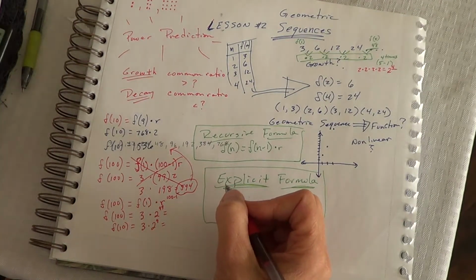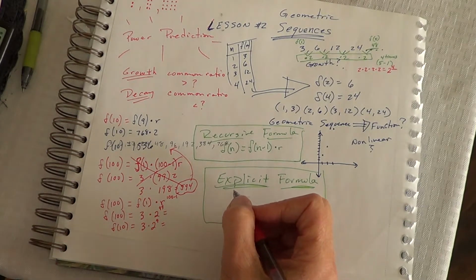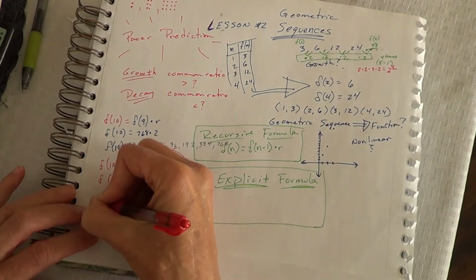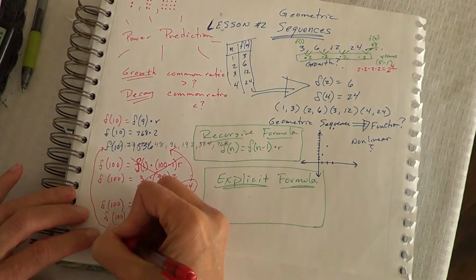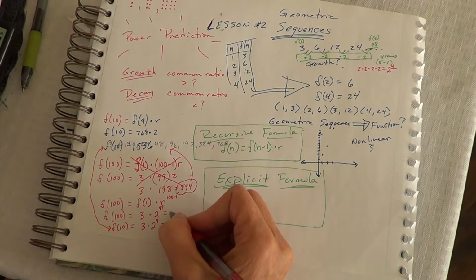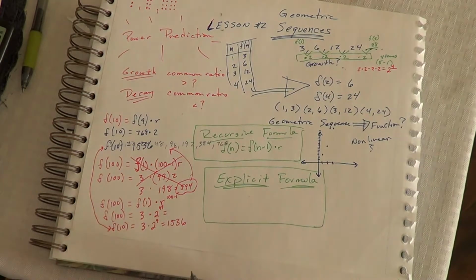So we grab a handy dandy calculator. 3 times 2 raised to the 9th equals 1536. We got our 10th term, the same as it was in recursive. So now we can go ahead and calculate out this huge number, 3 times 2 raised to the 99 equals, too big to write in that space.